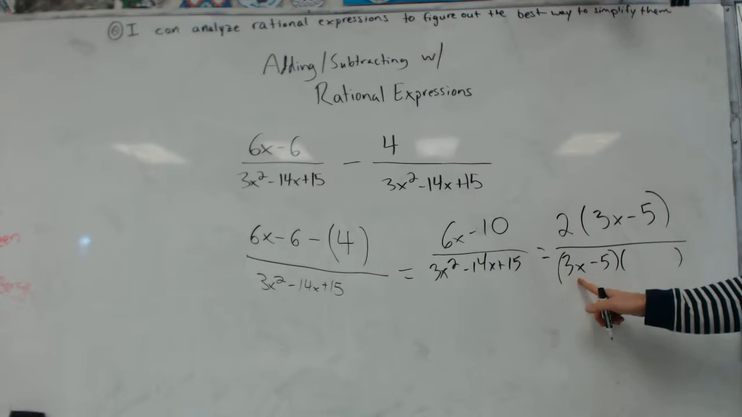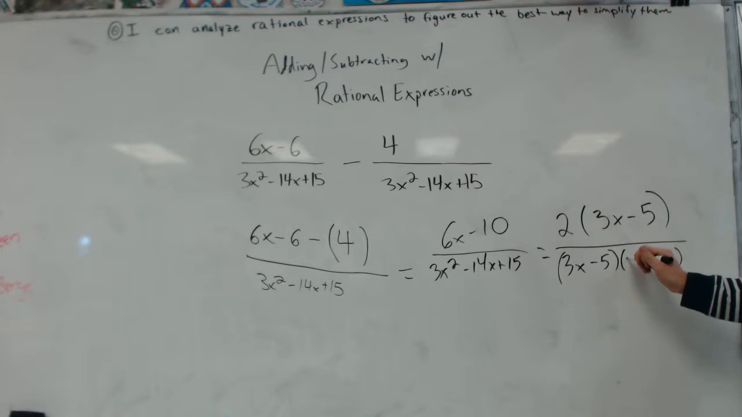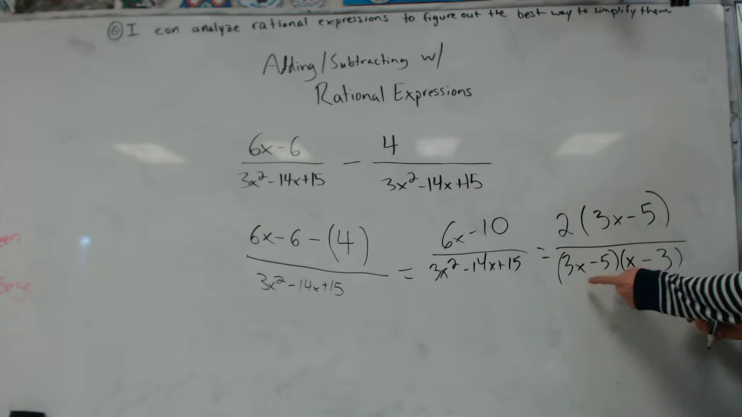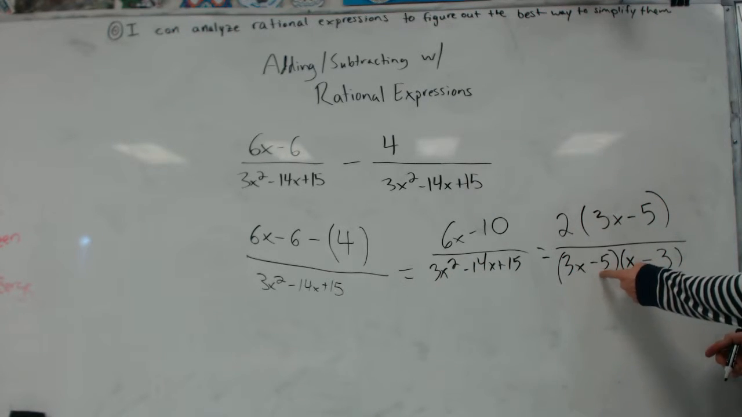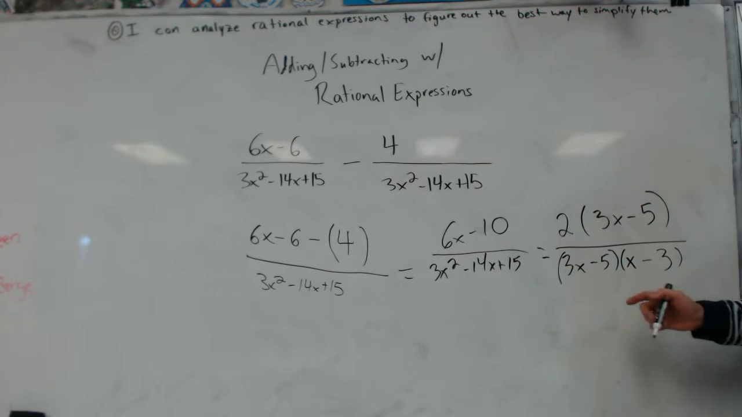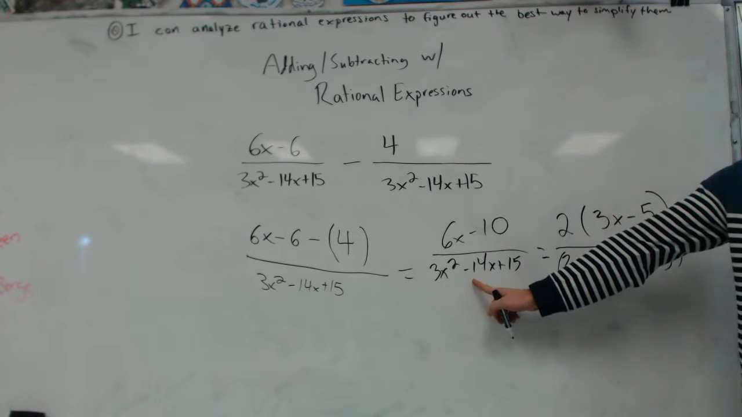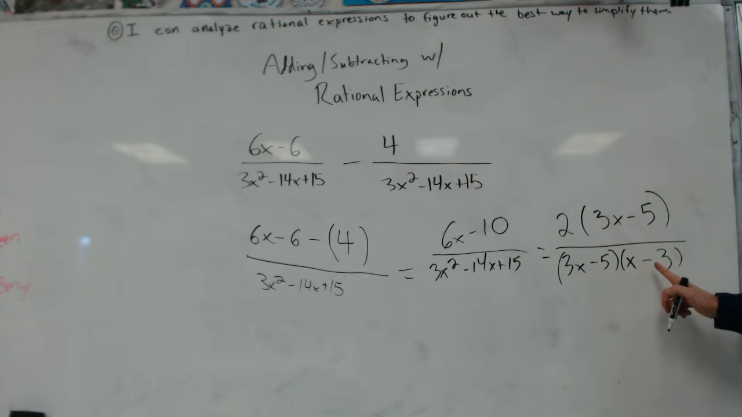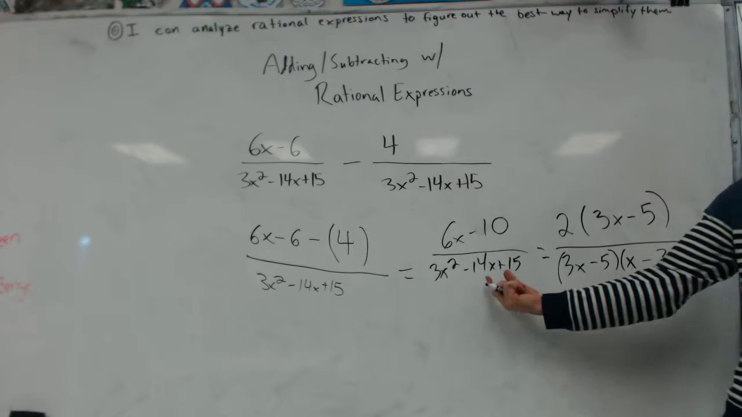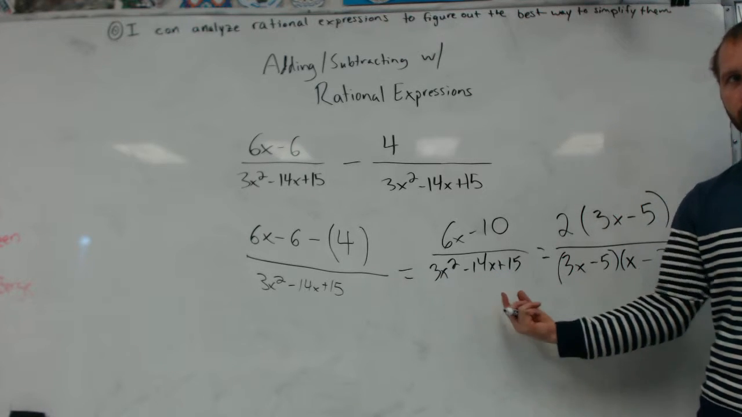Well, if 3x minus 5 is one factor, the other factor has to be x minus 3. Because x times 3x is going to give me 3x squared. The minus 3 times the minus 5 will give me plus 15. But let's make sure that we also get the minus 14x. And we can do that by multiplying 3x times negative 3, which is negative 9, and negative 5 times x, which is negative 5x. So that's a total of negative 14x.